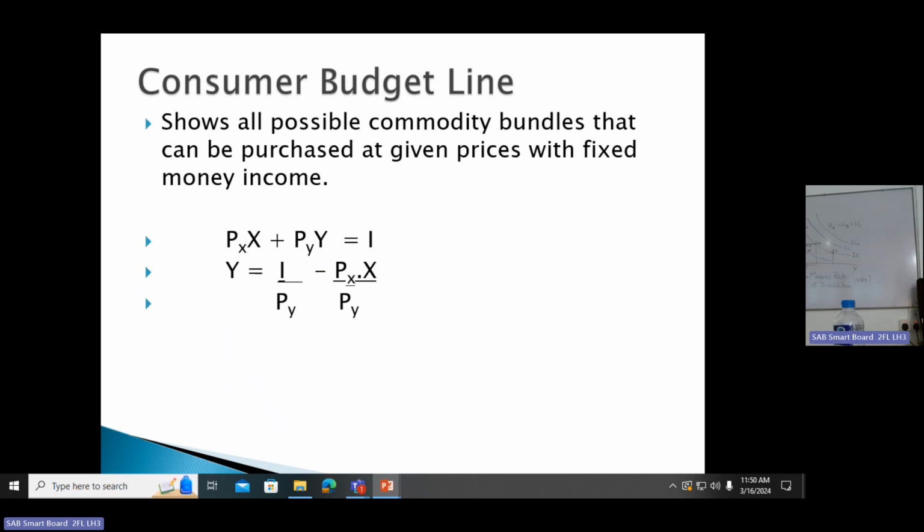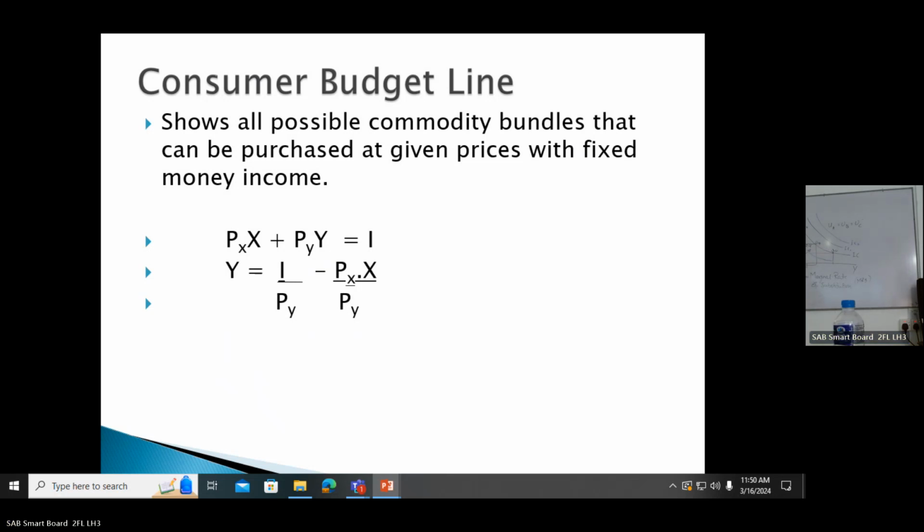So what is the slope of this curve? This is a linear line. The slope of this line is given by Px over Py. In other words, that is the price ratio between the two products. So we take the price of x and the price of y, and the slope of the budget line gives the price ratio between the two products.